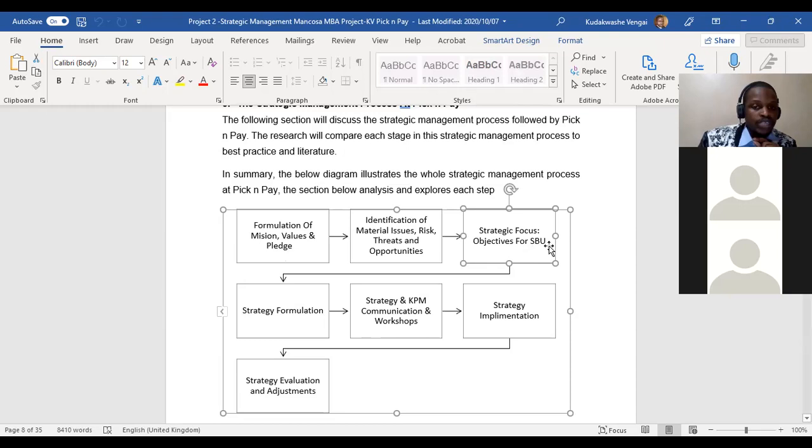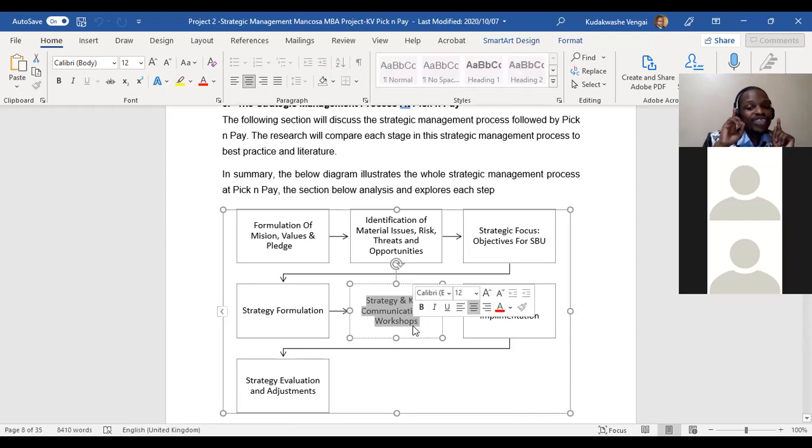So again, if you go back to our process, the one that was mine, you will notice that under strategy formulation, I had long-term objectives, then strategy formulation. So this is what long-term objectives is represented by. You might not find it in other textbooks, but in some textbooks, you will notice that they'll say long-term objectives, then strategy formulation. So that's what they do. And after they do that, they have this thing here, strategy and KPM communication and workshops. You will not find this in any textbook, right? But this is part of their what? Of their strategic management process.